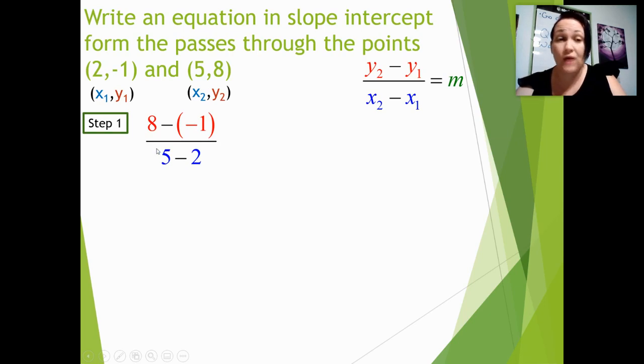Notice in the fraction that the 8 and the 5 at the beginning of the fraction both came from the same ordered pair. And that should always be the case. And the -1 and the 2 at the end, those also both came from the same ordered pair. So you want to make sure that the beginning numbers came together, grouped together, and then the end numbers came grouped together.